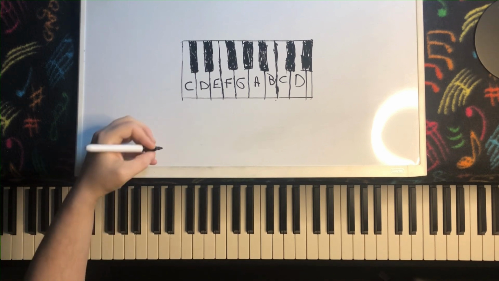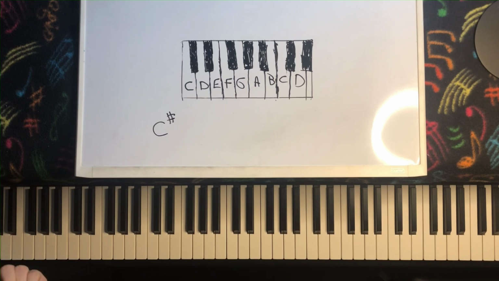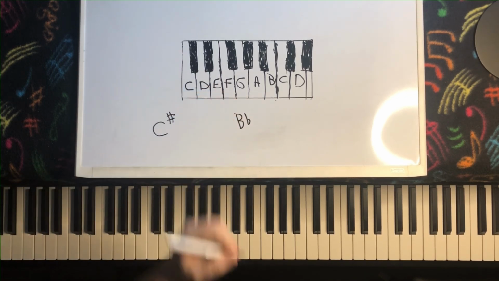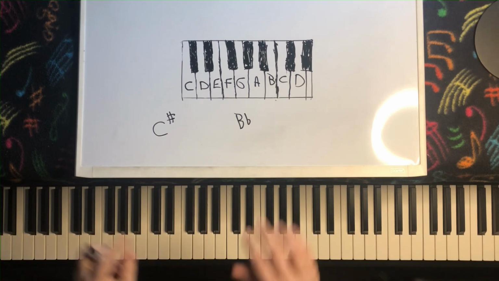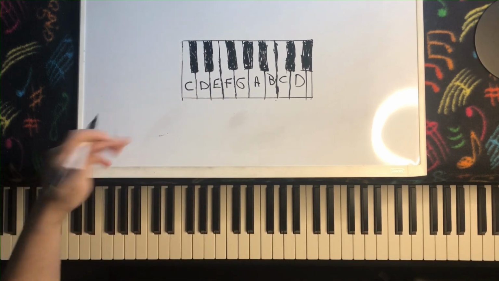So you might have seen something in your music, maybe a C sharp, as that little pound sign. Or you might have seen something like a B flat, and you get that little kind of baby B in there, right? So what we need to know is that sharps go up.